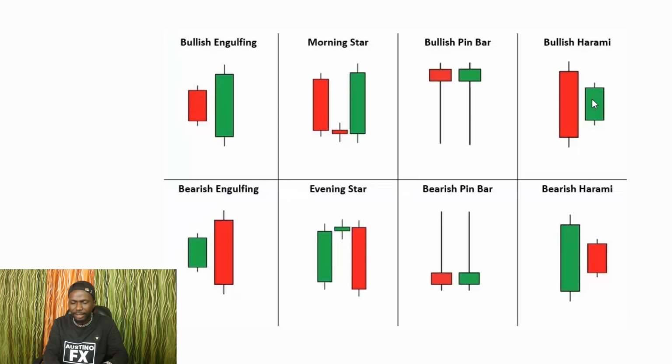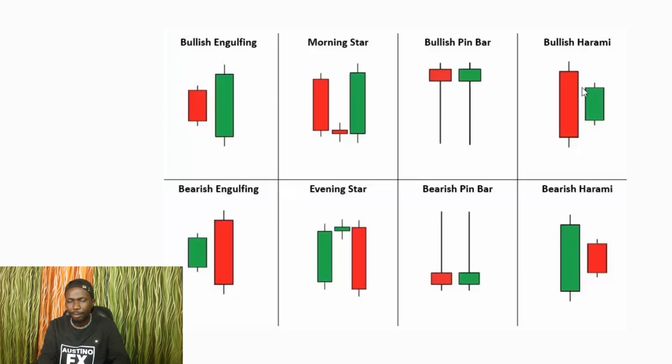This tells you that the buyers have entered the market, so they are going to push the price up. So once you identify this type of pattern at a support level, it means that the sellers can no longer push the price down and the buyers have entered. So you have to wait for this green candle to close for you to place a buy trade. So this is how you trade the bullish reversal candlestick patterns.